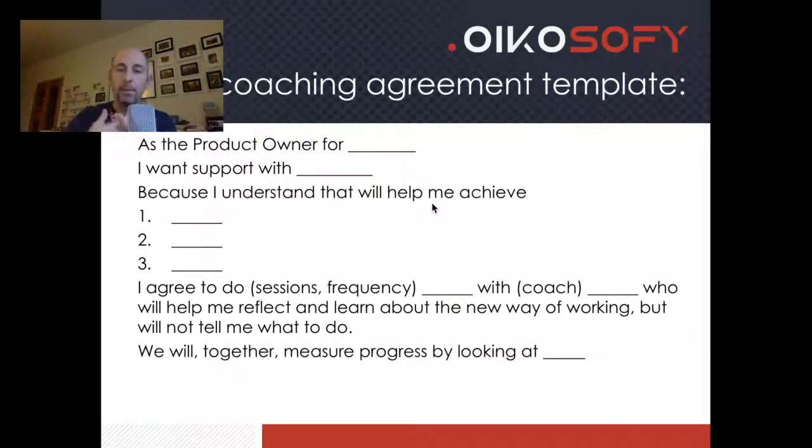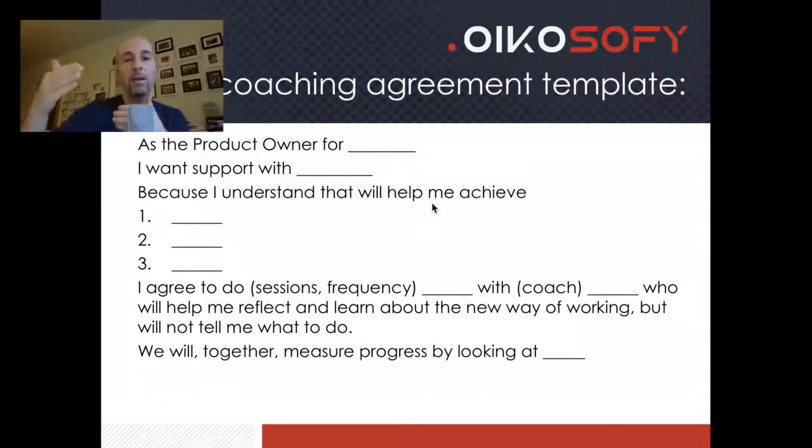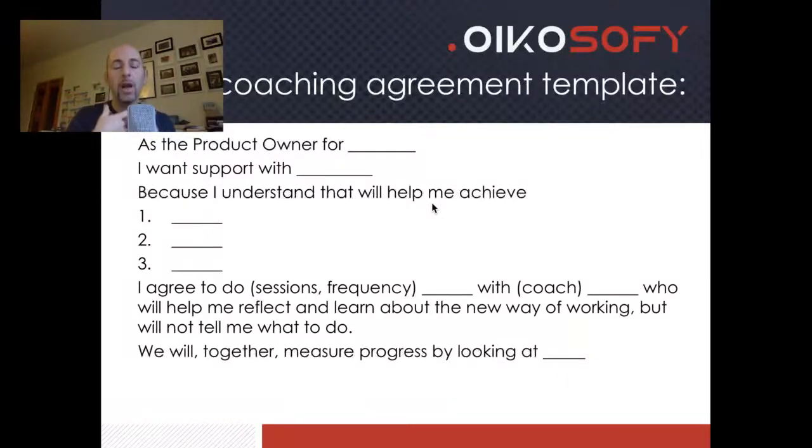You are accepted in this agreement as a coach. This is important. We need to make it clear because that transforms the way we look at the relationship between the 2 actors. Who, the coach, will help me reflect and learn about the new way of working, but will not tell me what to do. And this is important because we want to state already at the start that the coach, the Scrum Master and Agile coach, is not there to tell the product owner what to do.